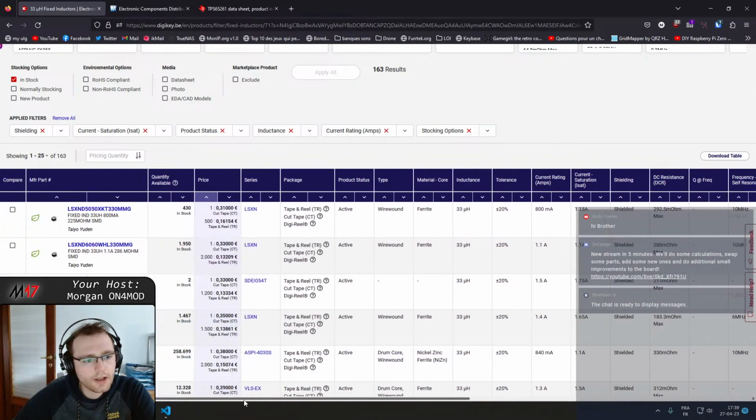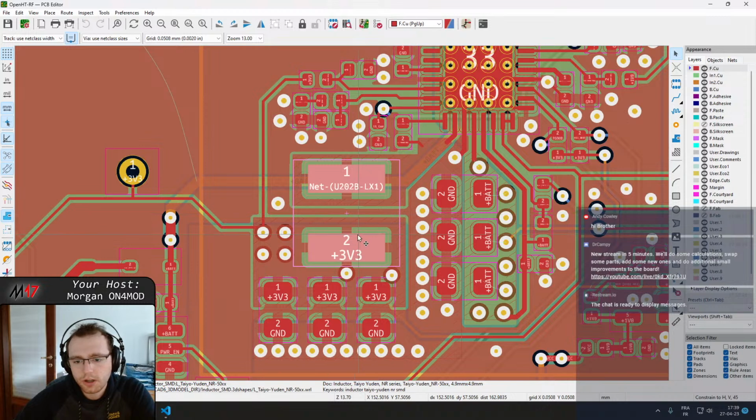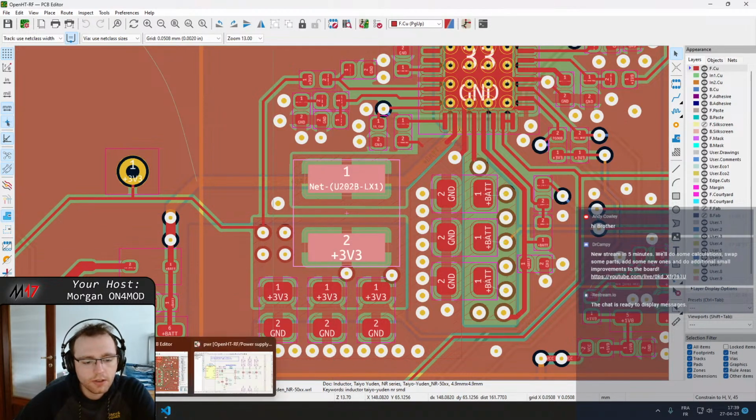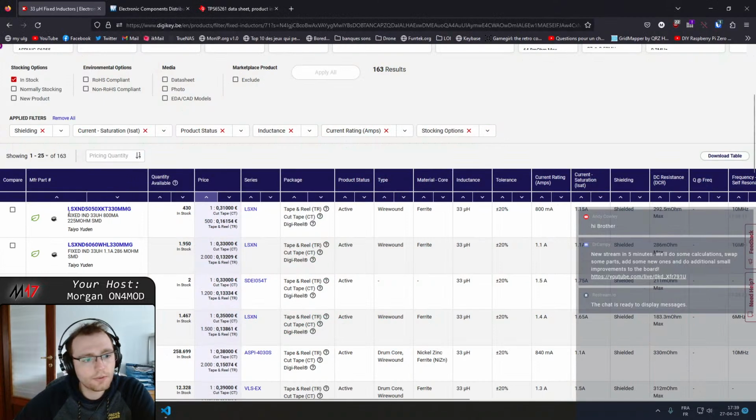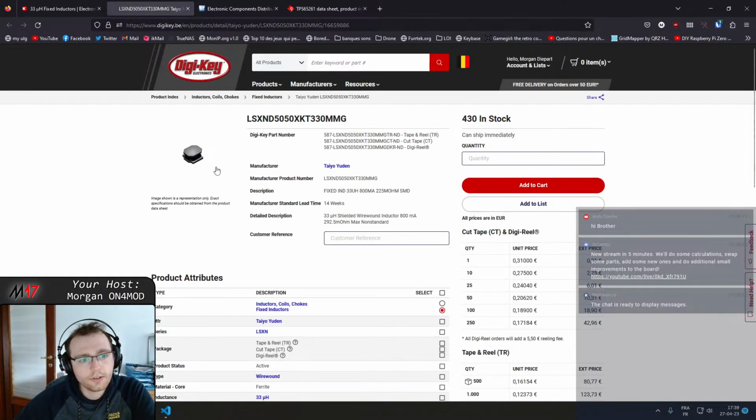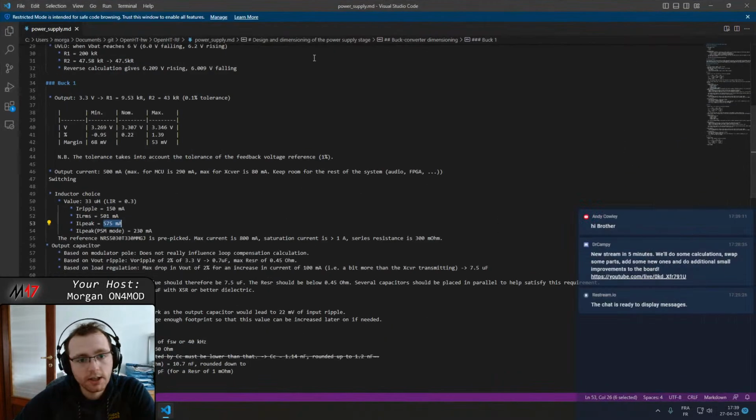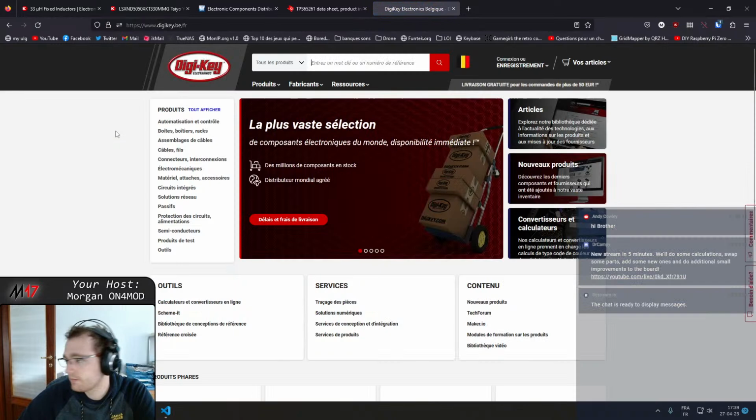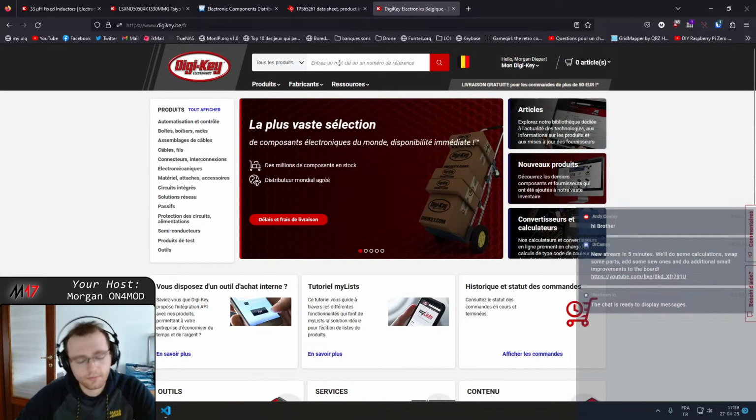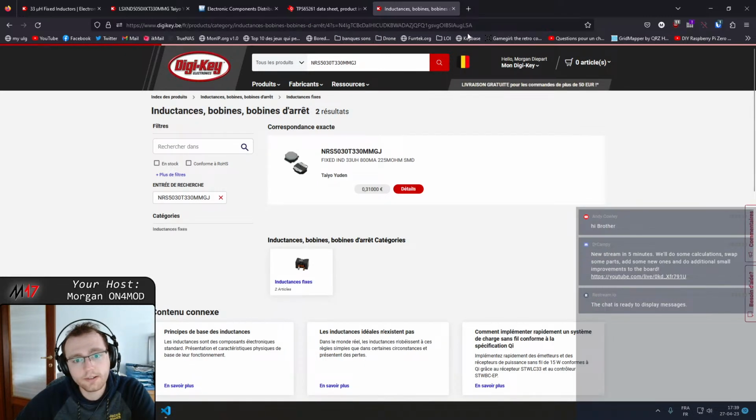So I'm trying to have a look at the components to replace the inductors on the board, which are not recommended for new design. So I'm looking at the 3.3 volt one. This is the reference of the older one, and this is the reference of the new one. So we can see that it's the same actually. I'm gonna copy the reference to show you. Okay, so it's this one.